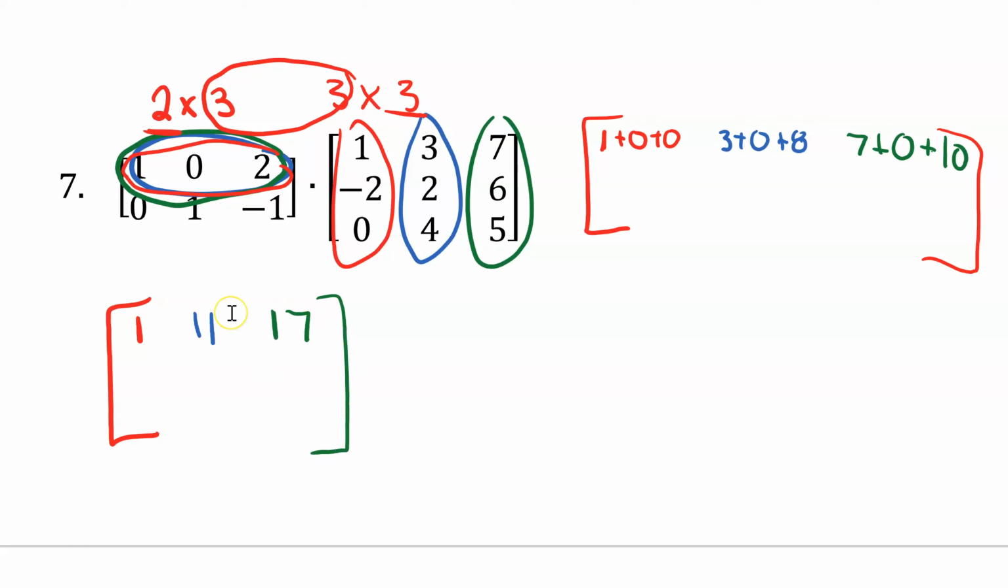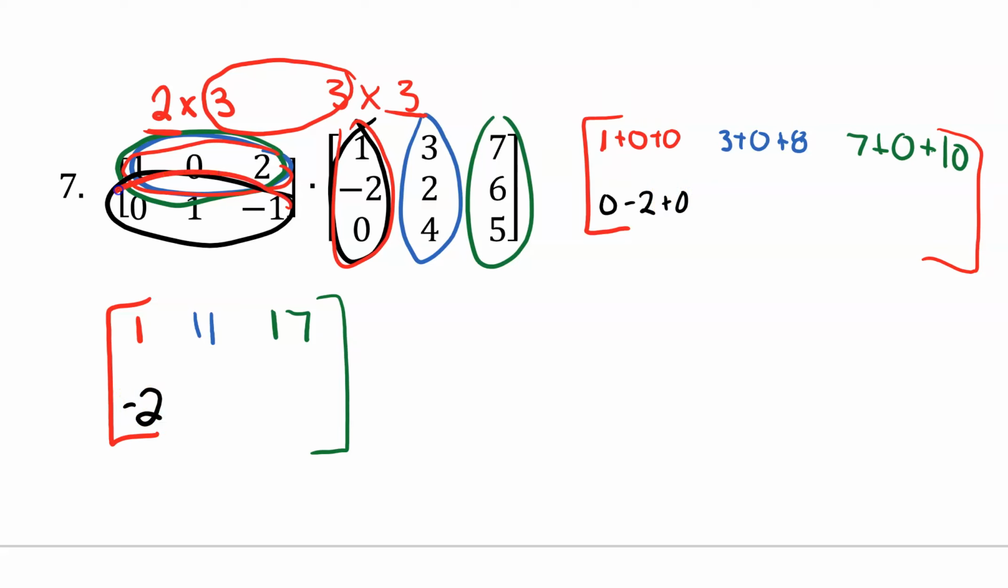Alright, now let's move on to the next row times the first column. 0 times 1 is 0. 1 times negative 2 is negative 2. Negative 1 times 0 is 0. So that just gives us negative 2.